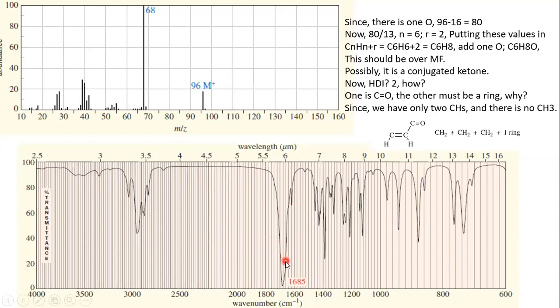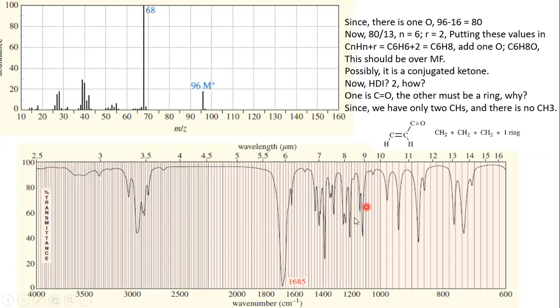And this carbonyl group, if it is ketonic, then this value is lower than usual, because generally the ketonic carbonyl appears at around 1710 per centimeter. But if it appears at a lower value, that indicates what? Conjugation. That is, that carbonyl is in conjugation with a carbon-carbon double bond.